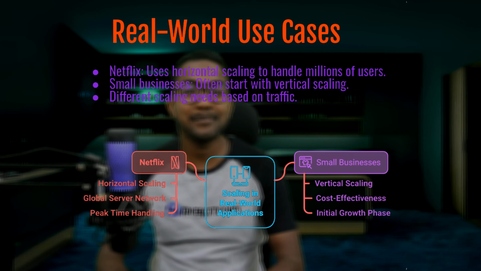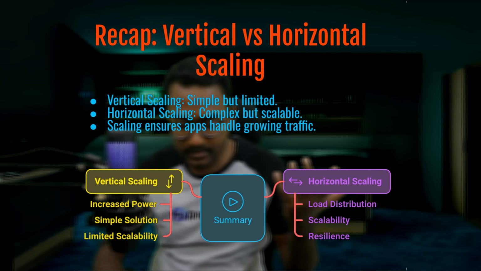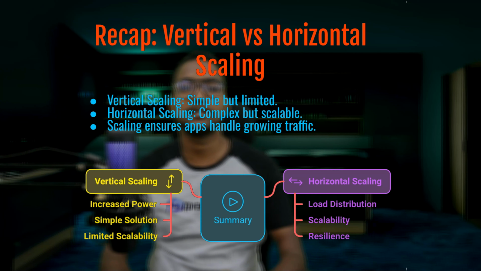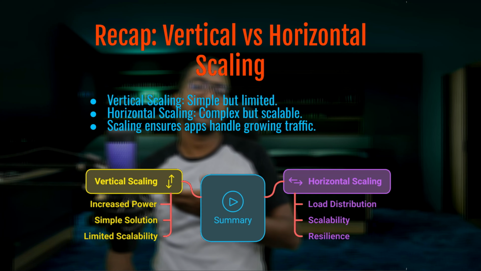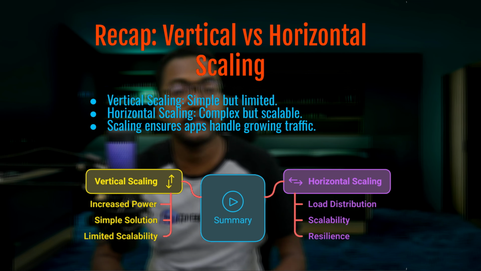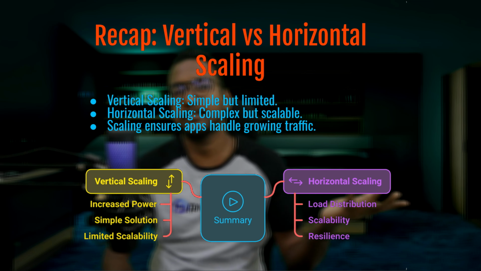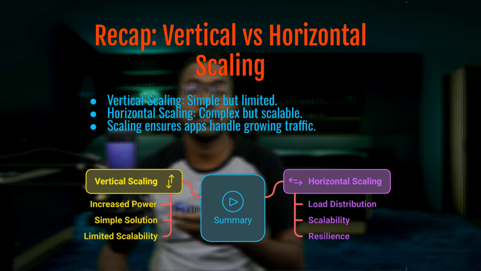With these examples in mind, let's summarize the key differences that we learned in this video on vertical and horizontal scaling. So let's wrap up everything that we have discussed so far. Vertical scaling, as we have seen, is all about upgrading a single server to make it more powerful. It's a simple and straightforward solution that works well when traffic is manageable, but it has its limit. And once you hit that ceiling, you need to think bigger.